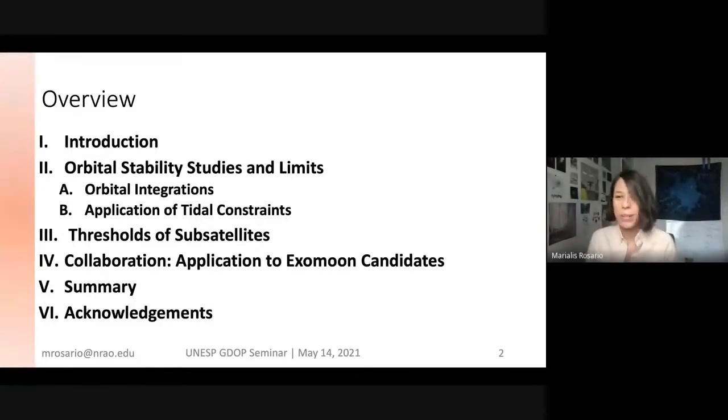I will be going through a bit of an introduction where I will be defining some concepts and giving you an update on the status of these concepts in the field. Then I will talk about my work, determining these constraints and orbital stability studies for exomoons and submoons. Then I will talk about the detection thresholds for these satellites. And then I'll talk a little bit about a collaboration that sparked from that previous work, where we apply the constraints I was able to draw to different exomoon candidates.